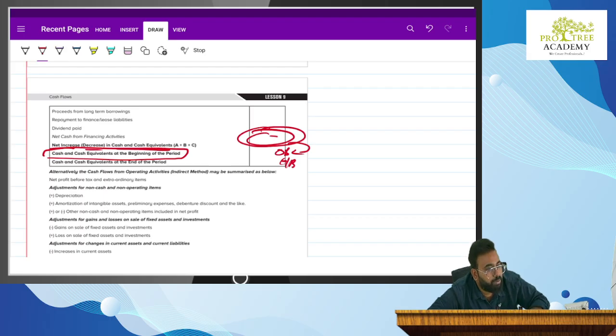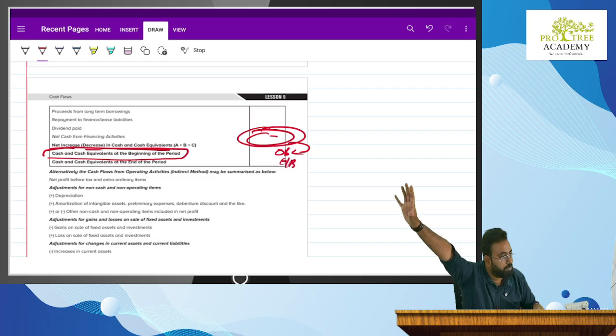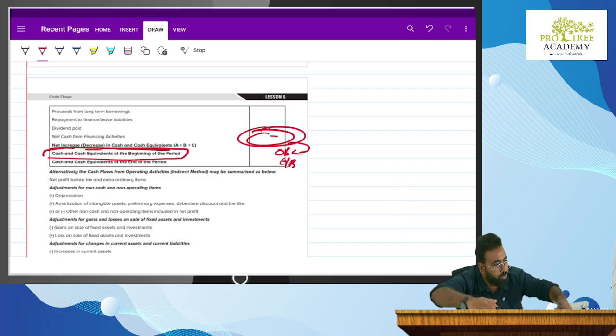If you add net increase or decrease to the opening balance of cash, it will match the closing balance. Why will it match? Sir, simple. It will match because you have taken whatever was the opening balance, and the current year inflow and outflow you have calculated. If you add it to the opening balance, it should be as good as whatever cash you are left with in hand. Correct or no?